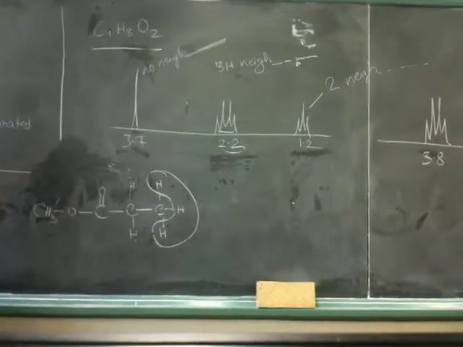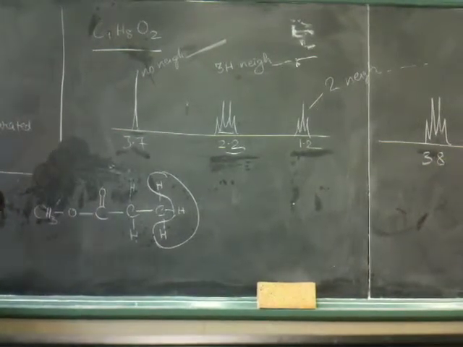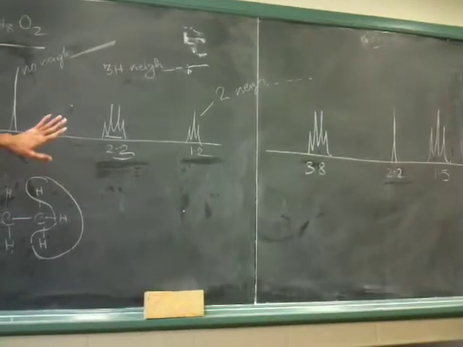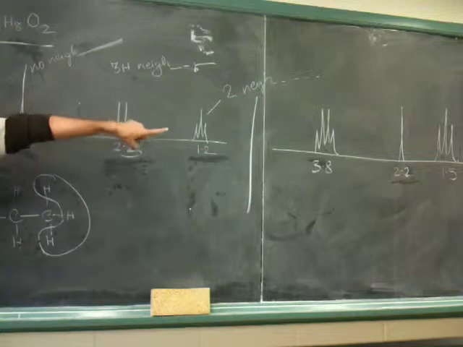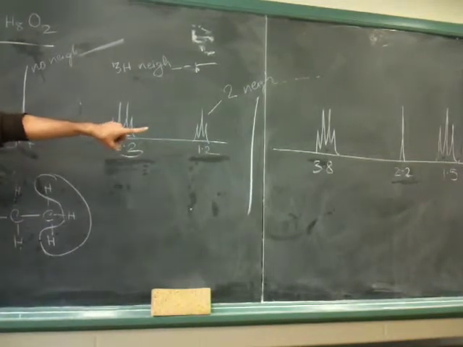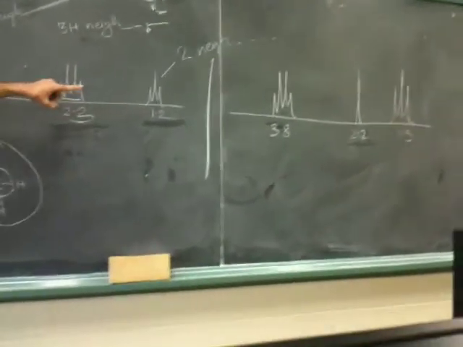Now, what happened to the triplet at 1.5? Where is that one? These two are different spectra. This one is one spectrum, that one is another spectrum. We will come to that one. You are going to solve that one. I'm not going to solve it.